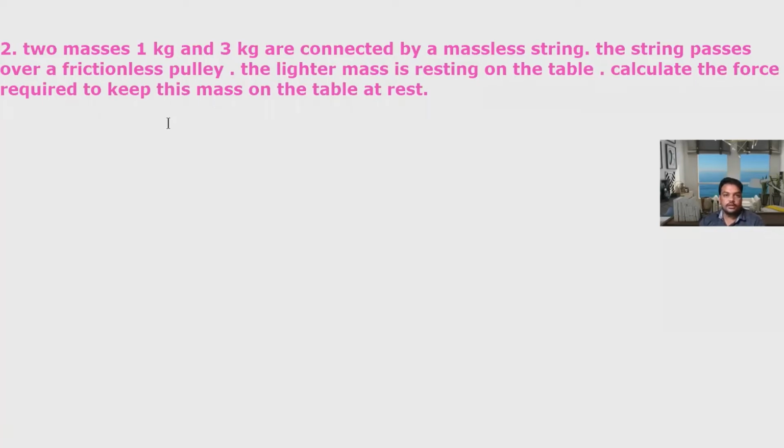On vertical motion, another model. Two masses 1 kg and 3 kg are connected by a massless string. The string passes over a frictionless pulley. The lighter mass is resting on the table. Calculate the force required on this mass on the table. So let's make the figure first.